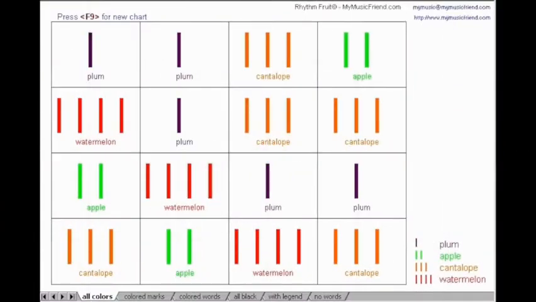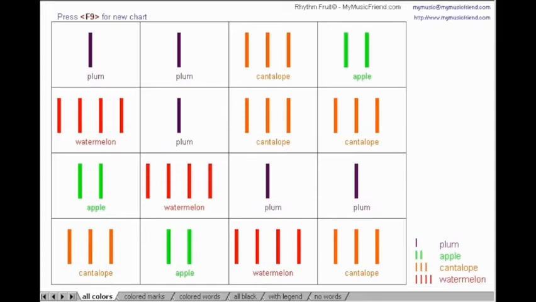All right, let's take a look at the top line. You say it first, and then I will say it after you, and you can see if you got it right or not. One, two, your turn first. Plum, plum, cantaloupe, apple. Did you get that one?